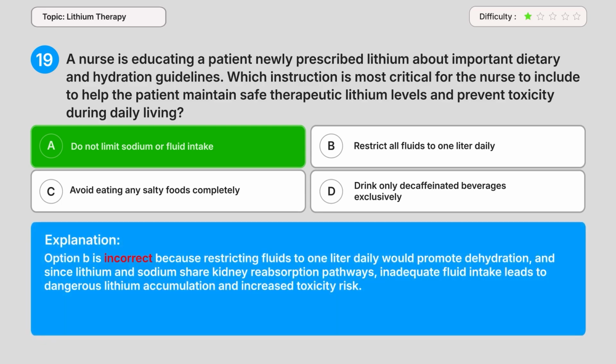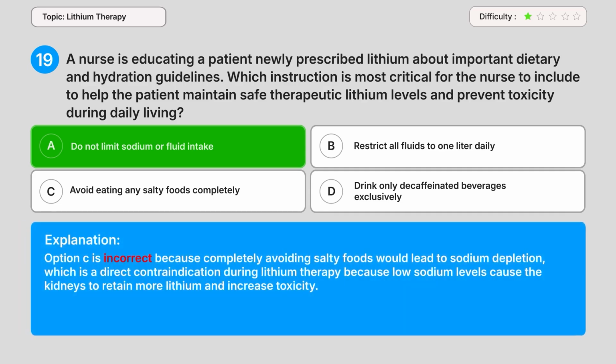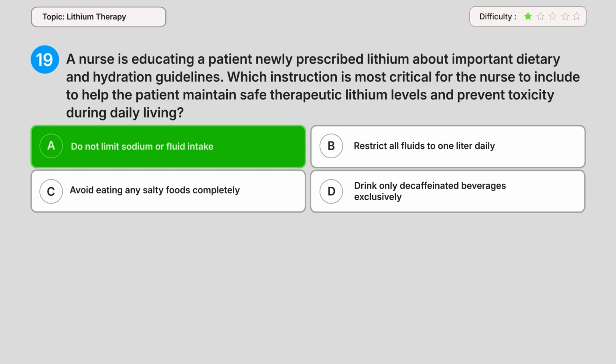Option B is incorrect because restricting fluids to 1 liter daily would promote dehydration, and since lithium and sodium share kidney reabsorption pathways, inadequate fluid intake leads to dangerous lithium accumulation and increased toxicity risk. Option C is incorrect because completely avoiding salty foods would lead to sodium depletion, which is a direct contraindication during lithium therapy because low sodium levels cause the kidneys to retain more lithium and increase toxicity.